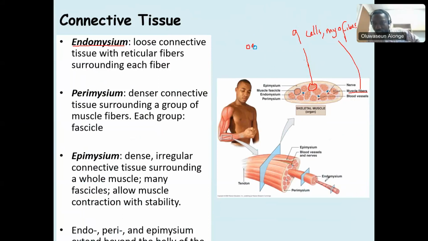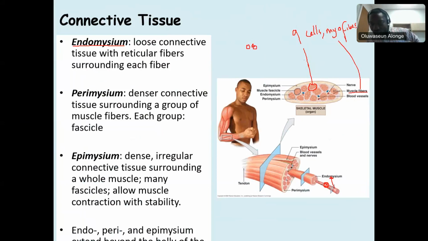When you come here, this here is a muscle fiber. There are a lot of them here, right? And one of them is what comes out here, all right? Now, this is a muscle fiber. That means what is covering this muscle fiber is what we call endomysium. Does that make sense?